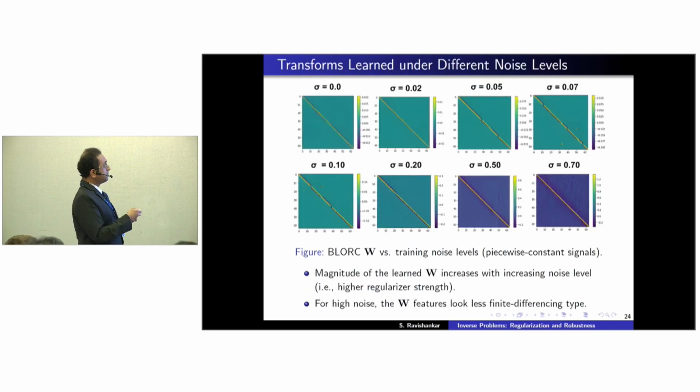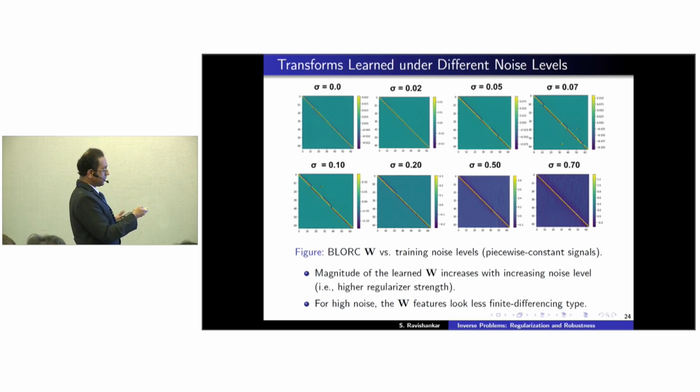We also looked at how the transform evolves as you increase the noise. Is there a phase transition in the behavior of the transform learned in a bi-level way? What we see is that as we increase the noise level in the training data, the features are fairly robust to the presence of large amounts of noise. The only thing that changes is the scale of the transform, because we removed a regularizer parameter in front of the L1 norm. Instead, the transform itself absorbs the scaling, the strength that the regularizer needs.